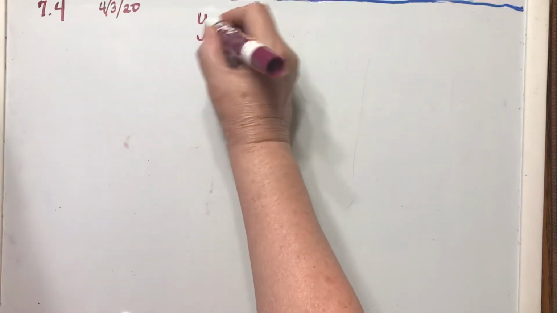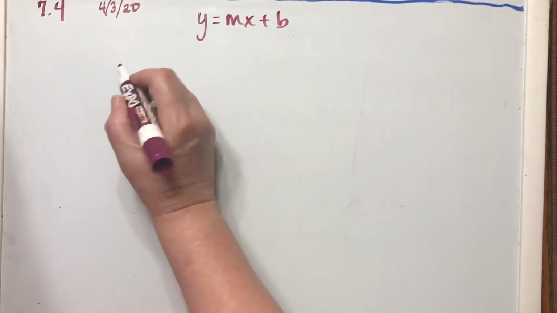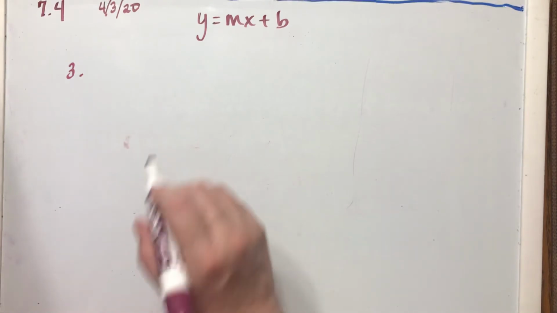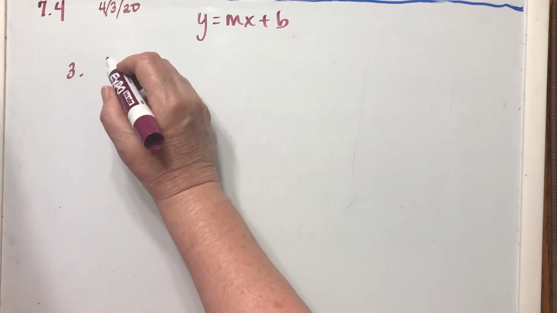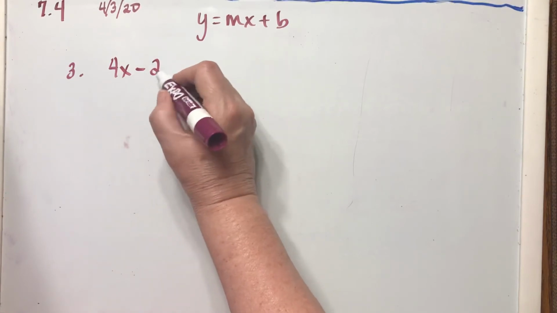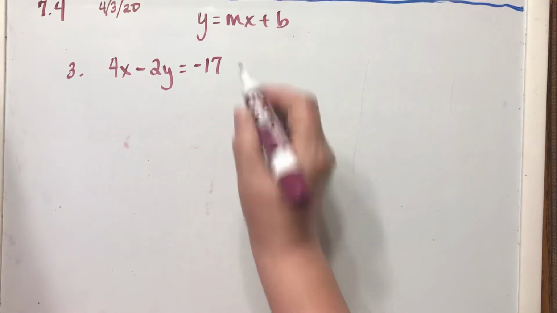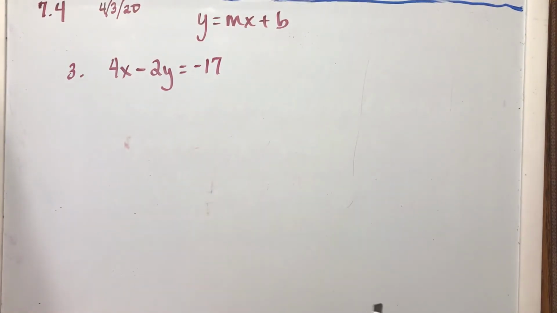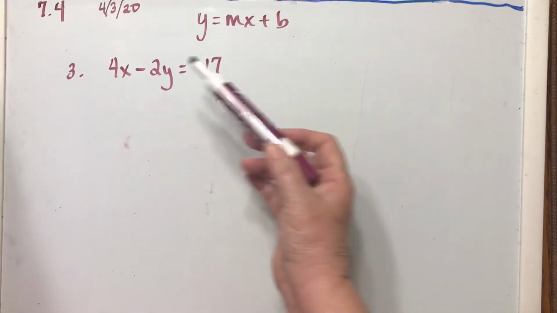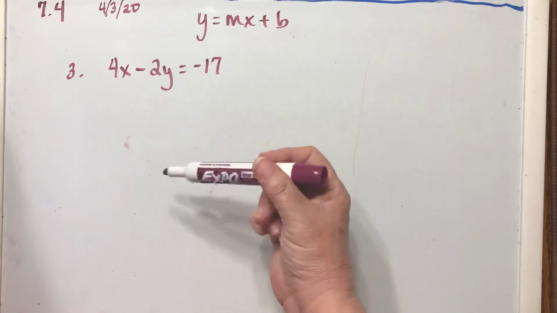All right, so we're going to write our formula back up here. y equals mx plus b. So example 3, we're still finding the slope and the y-intercept. So what if we had 4x minus 2y equals negative 17. Let's throw negatives all over the place. Again, before we can find the slope and the y-intercept, we need to get this equation solved for y first. We need y all by itself.